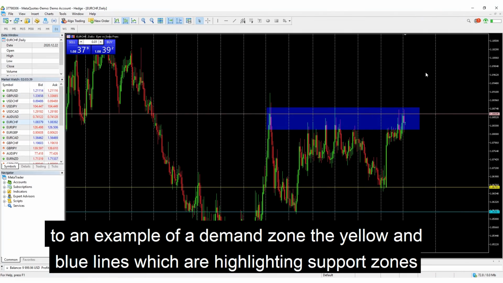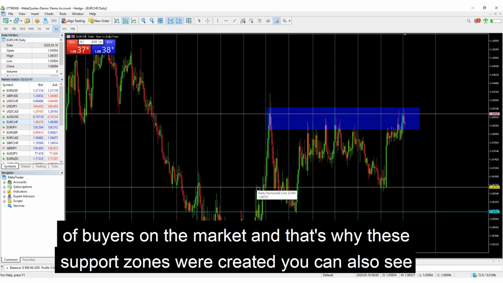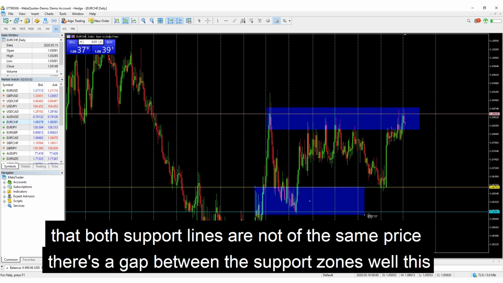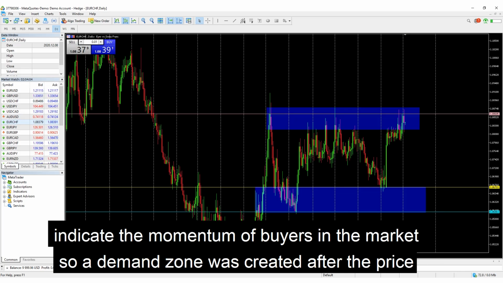The yellow and blue lines, which are highlighting support zones that were formed by the double bottom pattern, indicate that the price is facing the momentum of buyers on the market. And that's why these support zones were created. You can also see that both support lines are not at the same price. There's a gap between the support zones. Well, this gap has occurred because of the demand zone. The yellow and blue lines, which are the support zones, indicate the momentum of buyers in the market. So a demand zone was created.